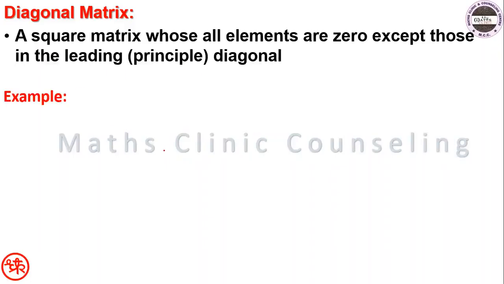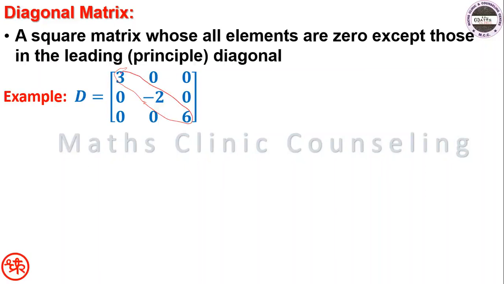Let us see an example. Here you see, these are principal diagonal elements. These are principal diagonal elements. Okay, and all the remaining elements are 0. See, this is also 0, this is also 0. Okay, similarly another example we can write, D equal to [1 0; 0 5].